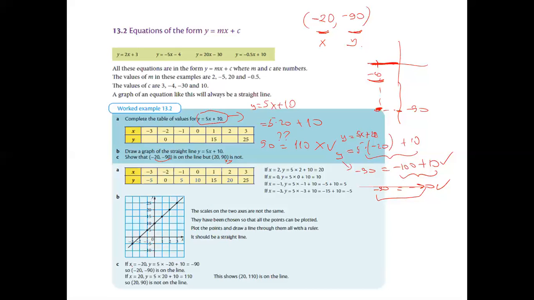And the explanation, let's read the explanation. If x is equal to minus 20, y is equal to minus 90. So minus 20 and minus 90 is on the line. But the second case, okay, is not on the line. This shows that if our x is equal to 20, then y must be equal to 110.